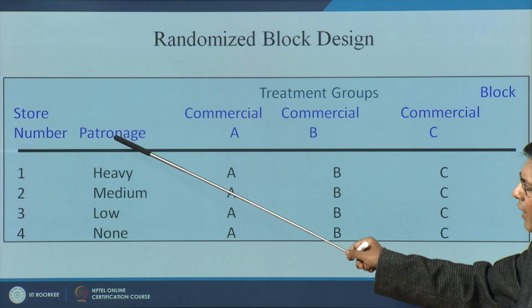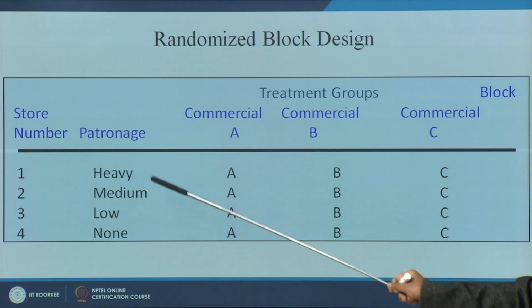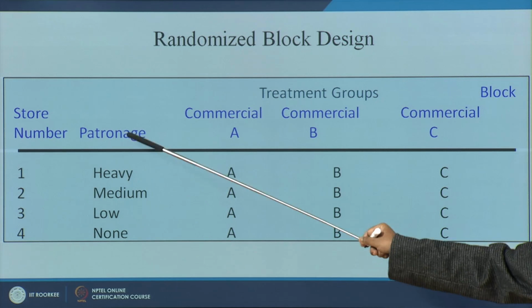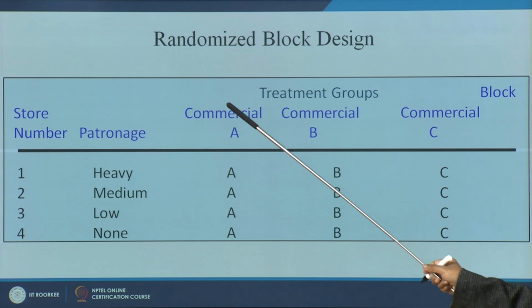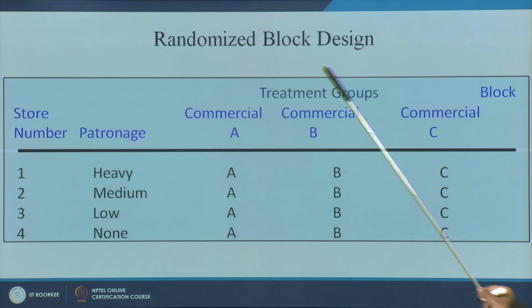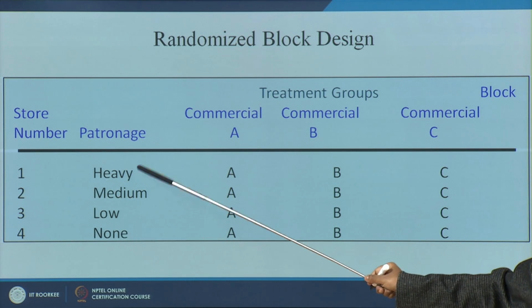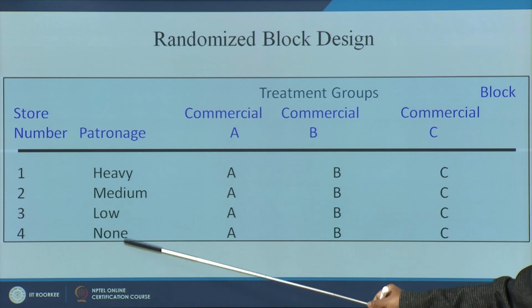Now, we are saying patronage is heavy, medium, low and no patronage is basically loyalty, none, to simply understand. So, what we are saying is, does the commercial have an effect on the loyalty of a store? Now, what is loyalty? Loyalty or patronage is our dependent variable.